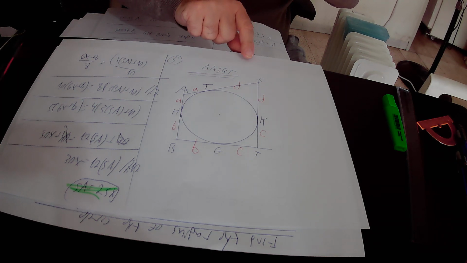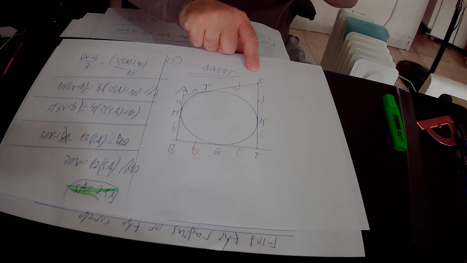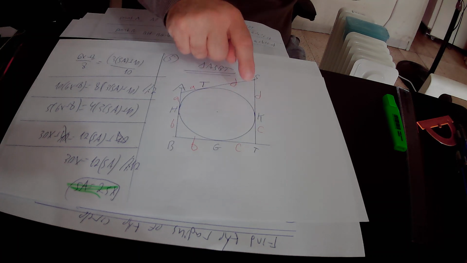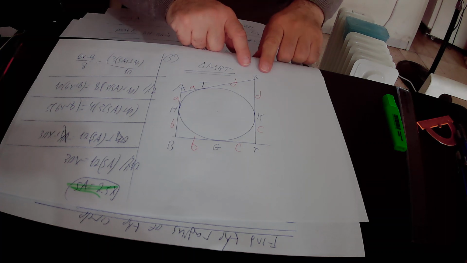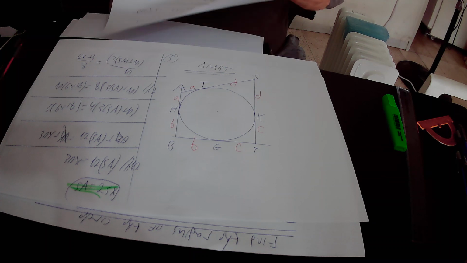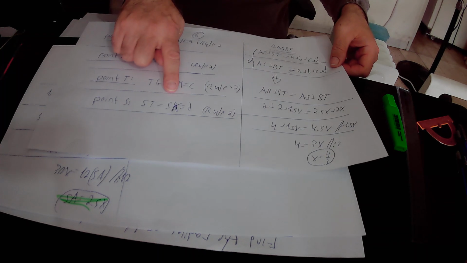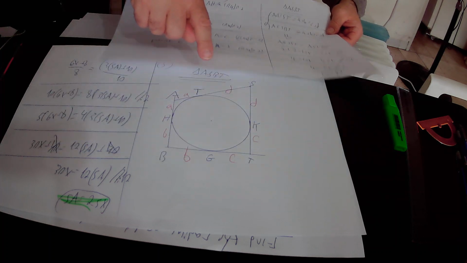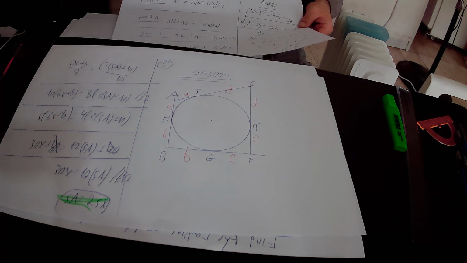And finally, we focus on the common external point S. From the common external point S, we have two tangents to this circle, tangent ST and tangent SK. According to rule 2, they are equal to each other. That is to say, ST equals SK. So if we define one side as d, then the other side must also equal d because they are equal to each other.